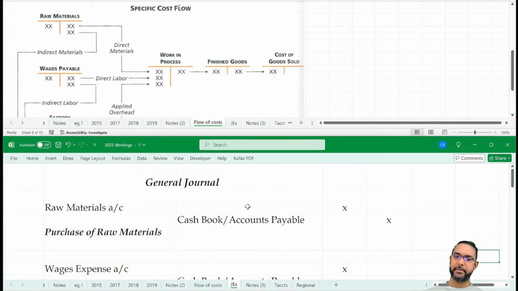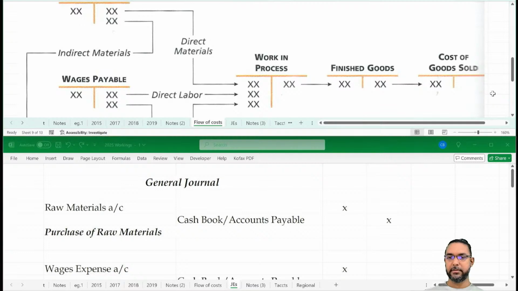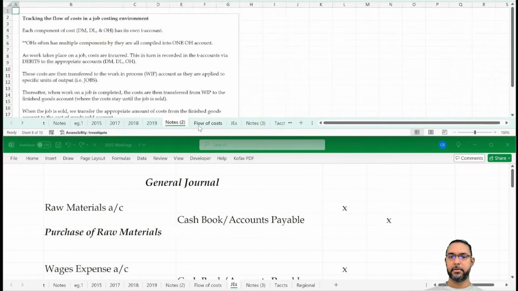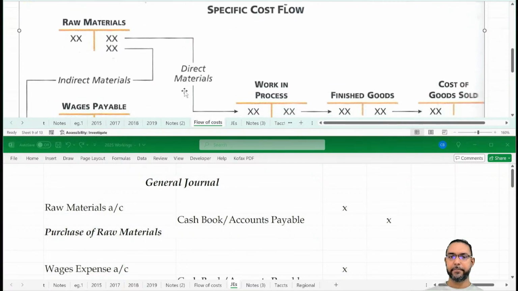Maybe left and right is better, because on the top here we can't really see that stuff as well. Yeah, I think we're okay there.